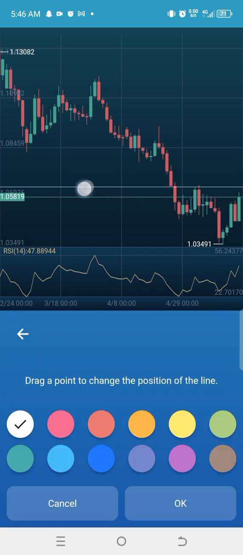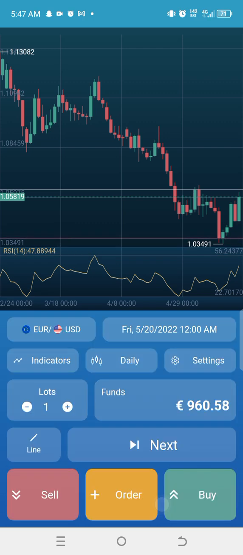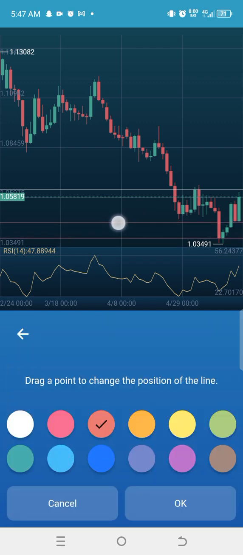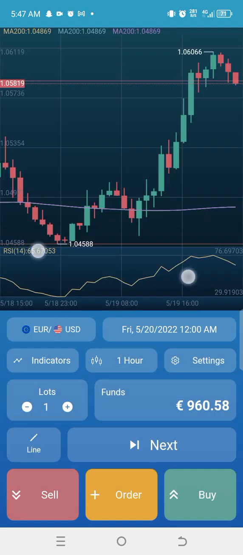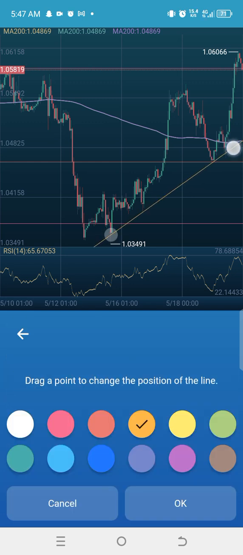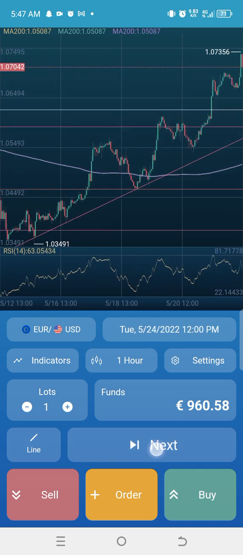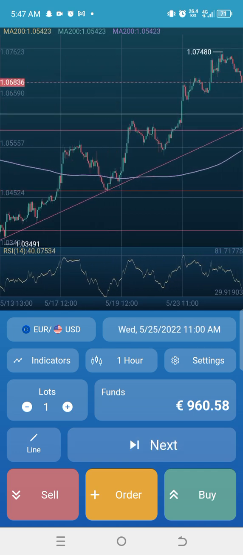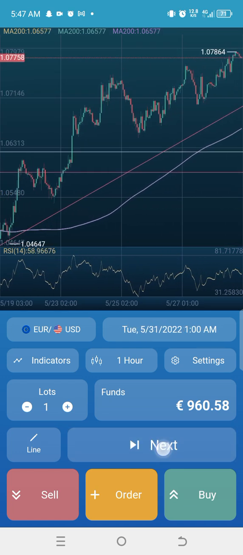Four lines usually on the daily: high, low, open and close. Trend line. So price has broken this high. It's still going up. Just waiting for it to break the trend line.